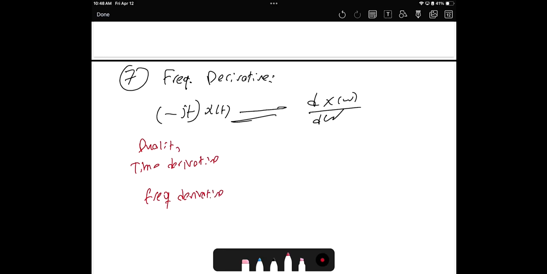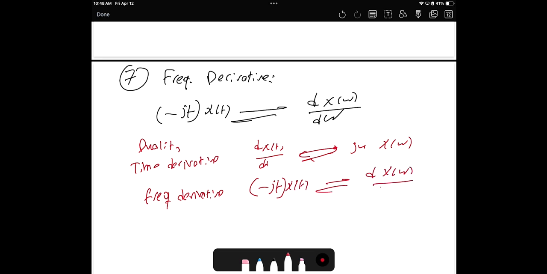So the time derivative, we said dx of t by dt yields j omega X of omega, while the frequency derivative, negative j t x of t, yields dX of omega over d omega. So keep this in mind. It looks like you swap between these. Swap. So keep this in mind.